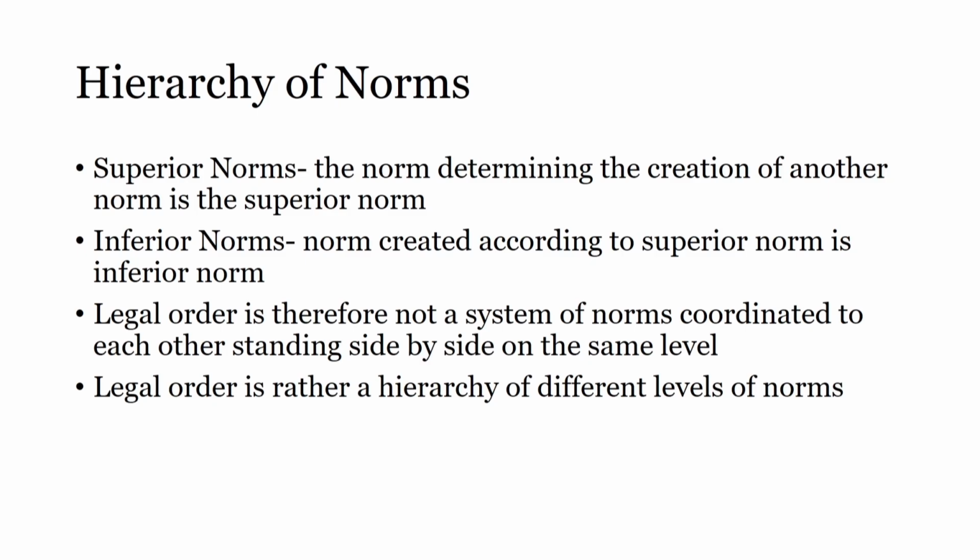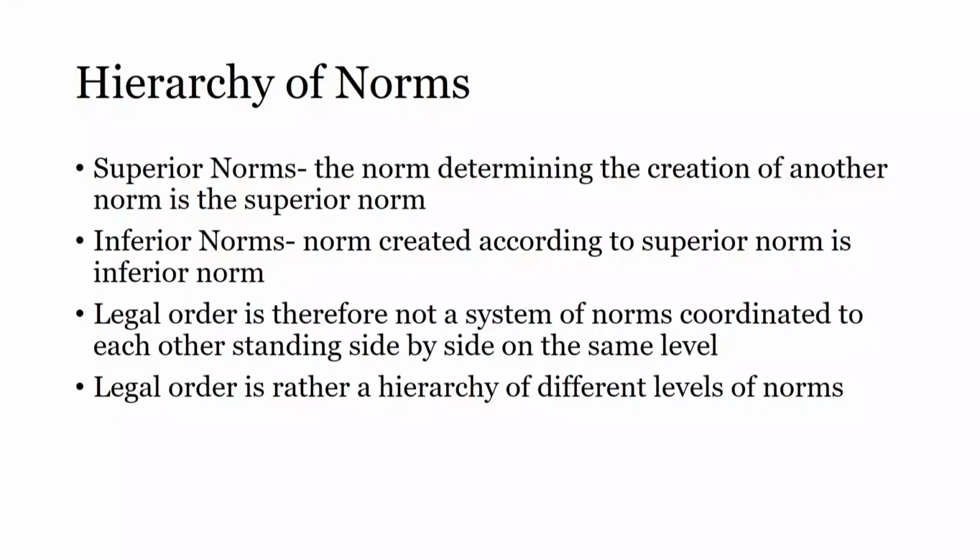And therefore, what Professor Kelsen says is that legal order is not a system of norms coordinated to each other, standing side by side on the same level. It is about the hierarchy of norms, going above and finally reaching the basic norm. And therefore, finally he says that legal order is rather a hierarchy of different levels of norms. Now, he is talking about the whole legal order. There is a legal order, it is very vast. The legal order is not having only one kind of rule, it is having thousands of different rules and regulations. So, how are these intertwined with each other? These are intertwined by way of this hierarchy, this superiority of norms, the inferior norms, etc. And this is about the legal order.